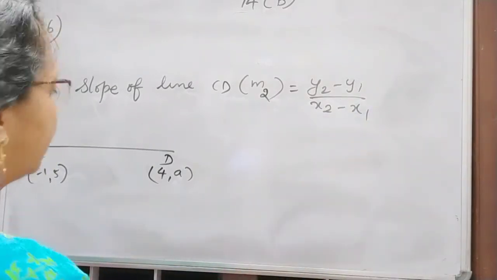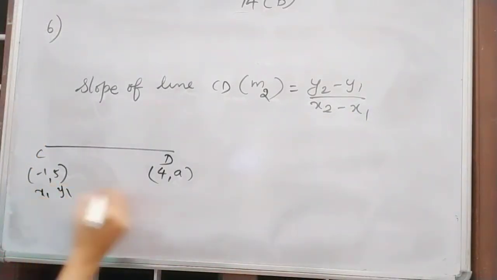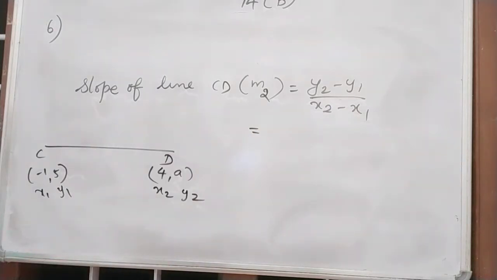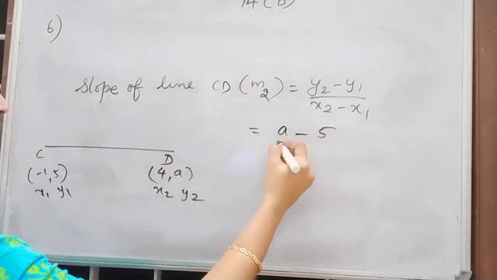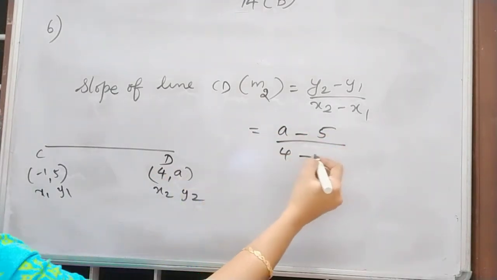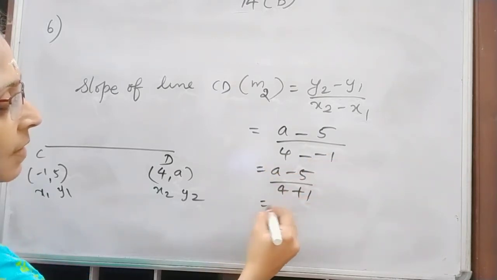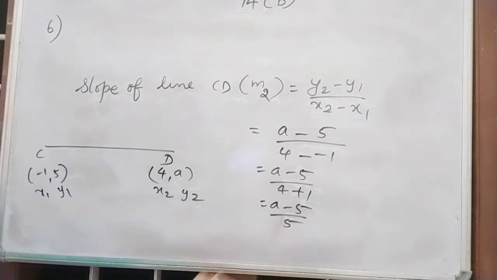So same way we can do what? This is x1 y1. This is x2 y2. y2 minus y1 divided by x2 minus x1. y2 minus y1 means what? a minus 5 divided by x2, 4 minus negative 1. That is a minus 5 divided by 4 plus 1. That is a minus 5 divided by 5. That means M2 we got as (a minus 5) divided by 5.